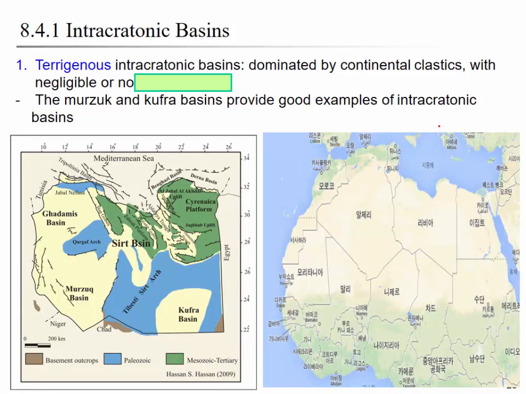So let's look at the example of the intracratonic basin. This is terrigenous, so it's on the continent, dominated by continental clastics with negligible or no marine shale. Because it's near the inland, it exists on the continental crust, so actually the intracratonic basins have very few marine shale or marine sediments.